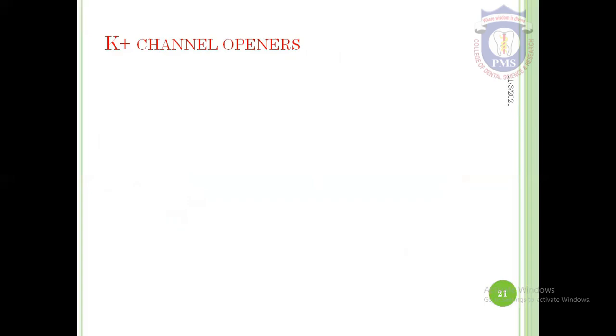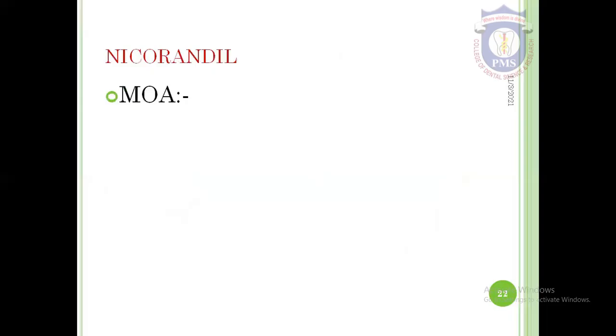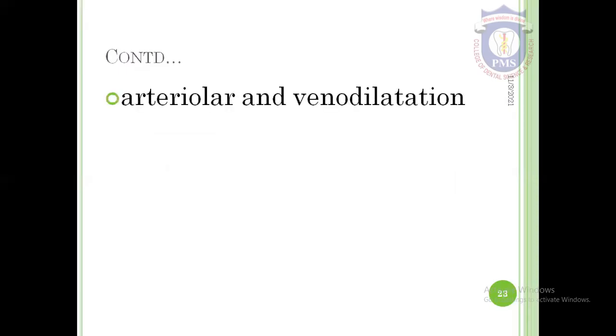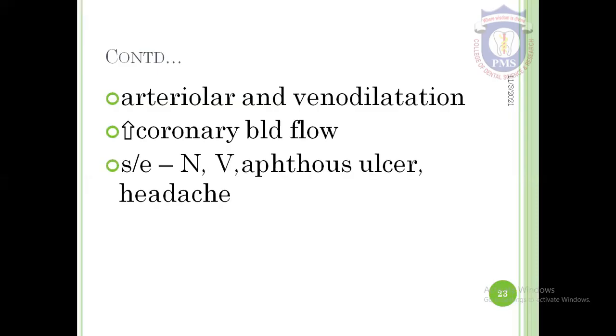Potassium channel openers, the agents are nicorandil and pinacidil. They open the ATP sensitive potassium channels and produce hyperpolarization of the smooth muscles and cause vasodilation. It causes arteriolar dilation and venodilation. It also improves the coronary blood flow. The side effects of nicorandil include nausea, vomiting, formation of Fox's ulcer, and headache.